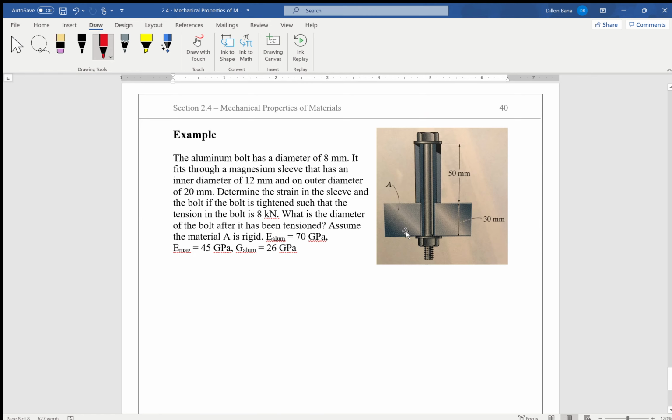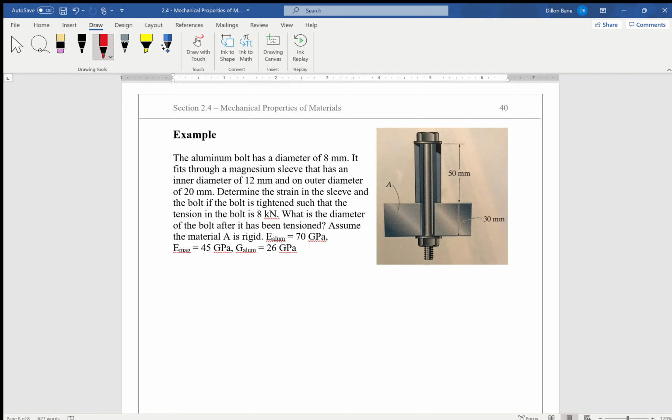which is on page 40. So we've got an aluminum bolt, diameter of 8 millimeters, and it fits through a magnesium sleeve up here, a magnesium sleeve that has an inner diameter of 12 millimeters and an outer diameter of 20 millimeters. So it's got a wall thickness of 8 millimeters. The problem is asking us to determine the strain in the sleeve and the bolt if the bolt is tightened up to a point to where there's 8 kilonewtons of tension in the bolt.